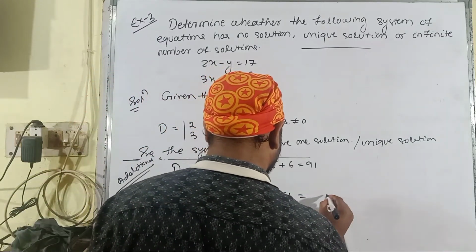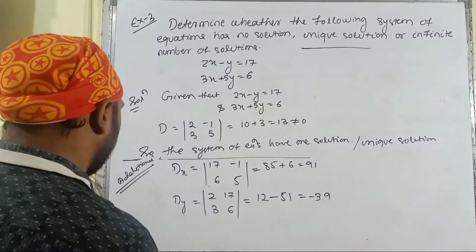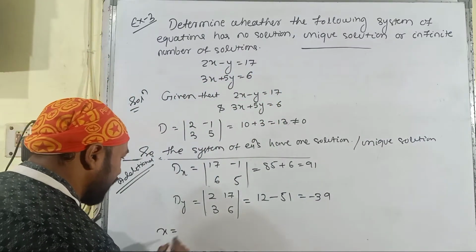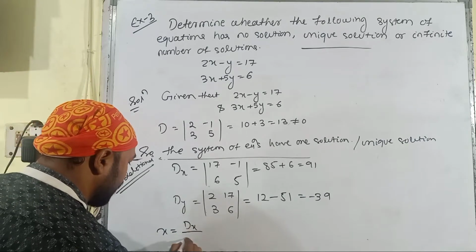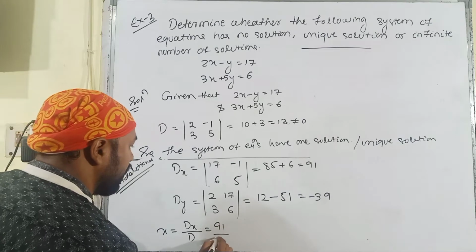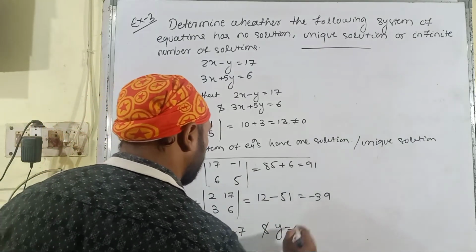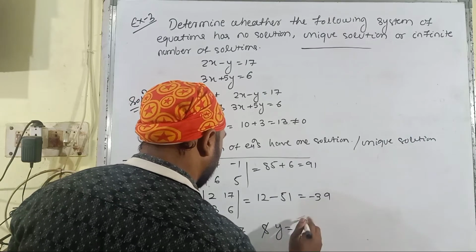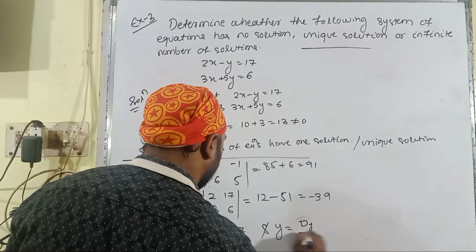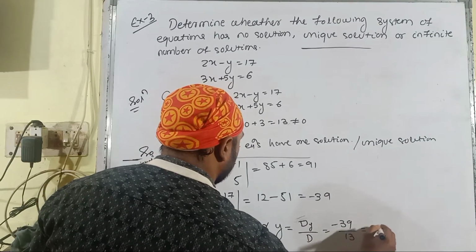So it is minus 39. Now you can find out the value of x here. X can be determined as dx divided by d, that means 91 divided by 13, it is 7, and y can be determined by the formula dy divided by d, that means minus 39 divided by 13, and it is minus 3.